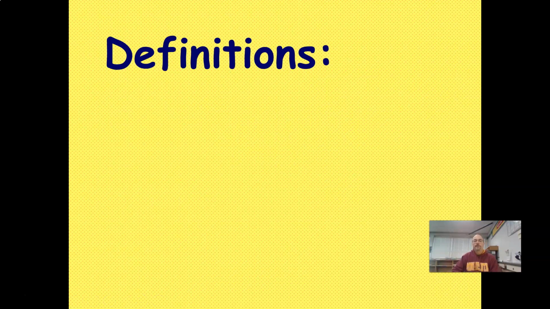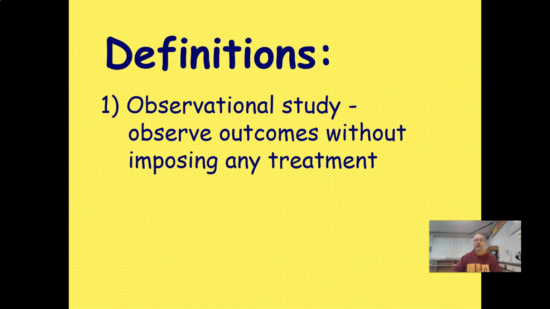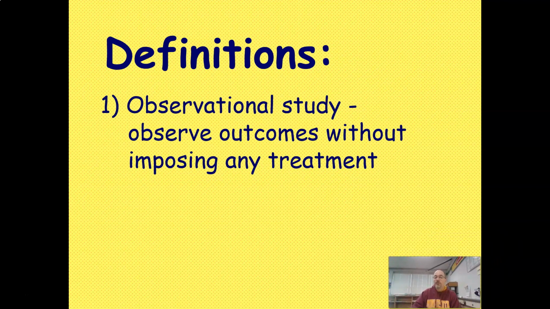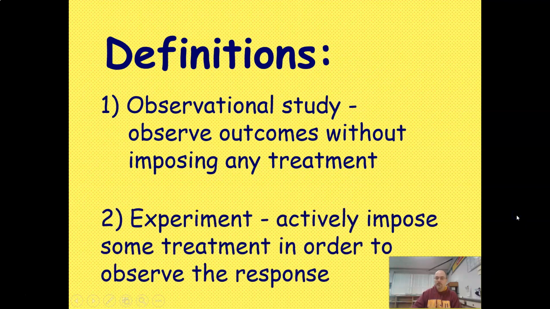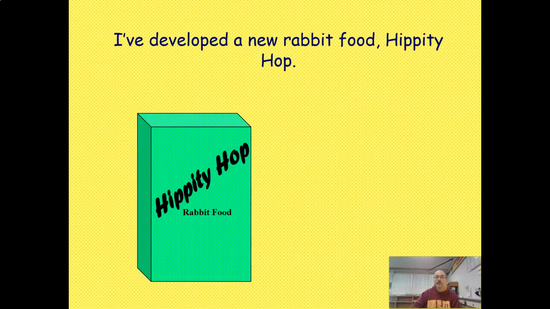Experimental design. Some definitions. Again, if you need to, pause the video and get some of these things written down. I'm going to repeat a lot of these definitions, so bear with me, because some of this stuff I'll repeat in the other video. Observational study: observe outcomes without imposing any treatment. Experiment: that's where you actively impose some treatment in order to observe the response.